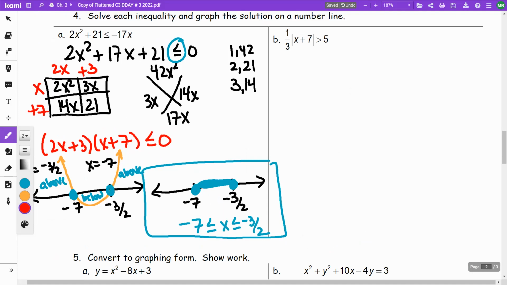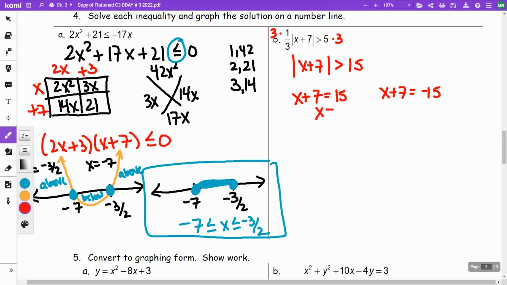On B, this is an absolute value. So I'm going to times both sides by 3 first, just to get rid of that 1/3. So I'm going to have the absolute value of x plus 7 is greater than 15. And so I'm going to do x plus 7 equals 15, x plus 7 equals a negative 15 to get my boundary points. So I'm going to get an 8 and I'm going to get a negative 22.